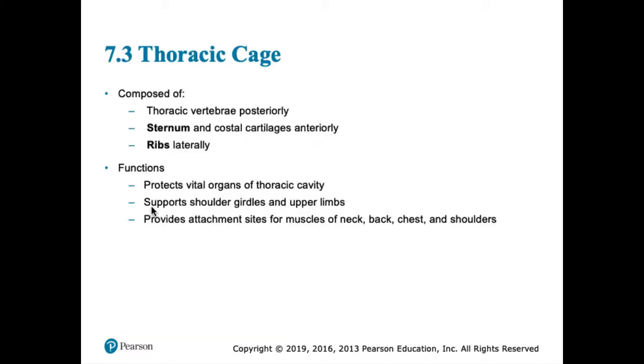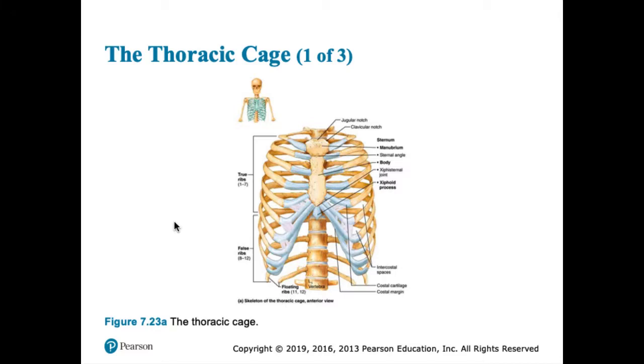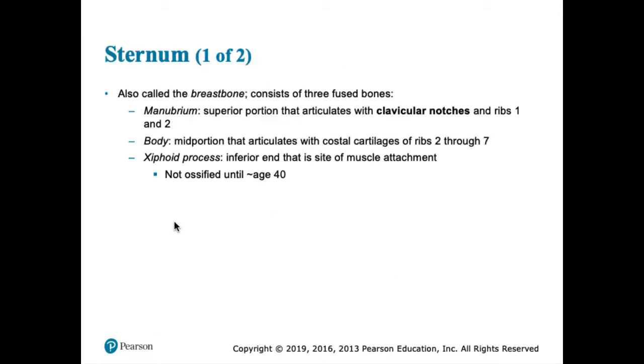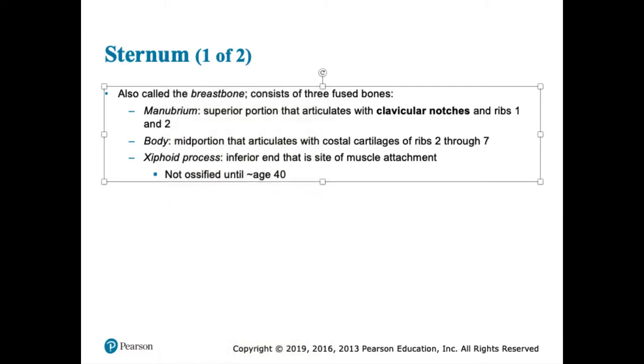The thoracic cage is composed of the thoracic vertebrae posteriorly, the sternum and the costal cartilages anteriorly, and the ribs laterally. Its function is to protect the vital organs of the thoracic cavity. It supports the shoulder girdles and upper limbs and provides attachment sites for the muscles of the neck, back, chest, and shoulders. And so that's the thoracic cage, making sure you are learning each one of those. The sternum is also called the breastbone, and it consists of 3 fused bones: the manubrium, the body, and the xiphoid. It is not ossified until about age 40, by the way.